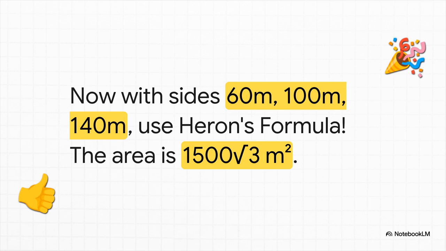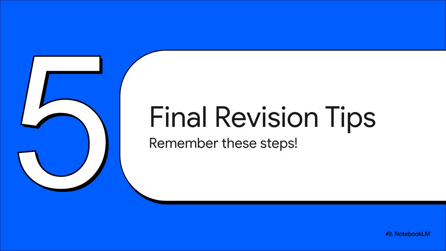Once you've found the actual sides, 60, 100, and 140, the problem becomes a normal, easy Heron's formula question again. The tricky part is over. You just use the formula exactly like we did before, and you'll get the answer, 1,500√3 square meters. See? You've totally got this. And just like that, we've covered the entire chapter. Excellent work, my dear bachcho.